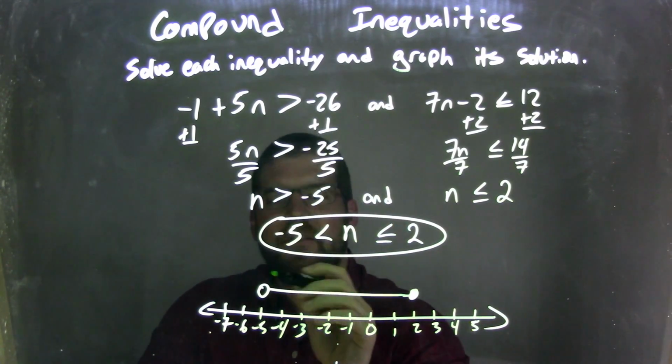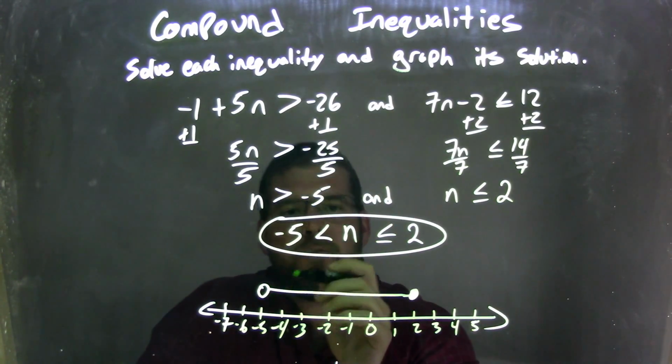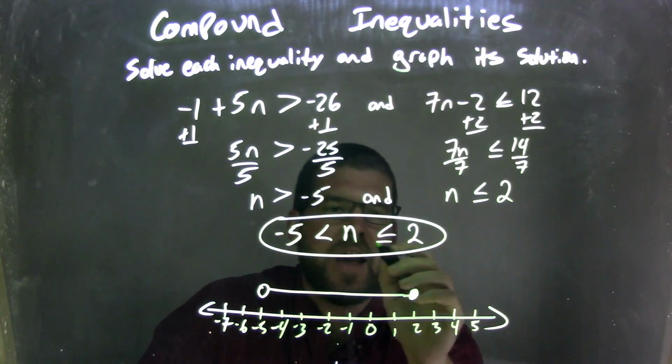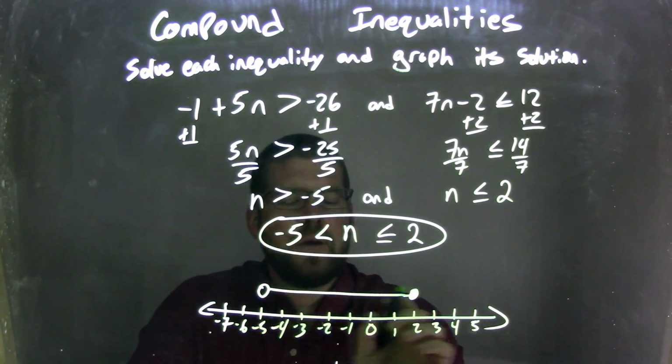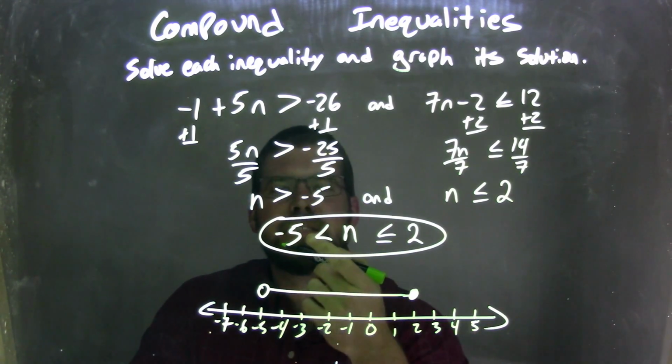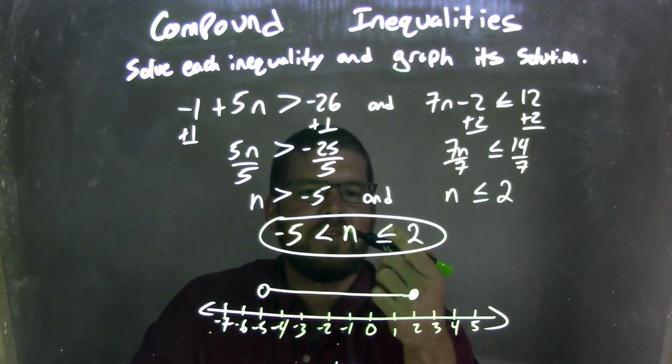Then I graphed it. I have an open circle at -5 because n is not equal to -5. But I have a closed circle at 2 because n can equal 2. n is everywhere in between, so I have our line here in between. And so now my graph matches my final answer, which is -5 is less than n, which is less than or equal to 2.